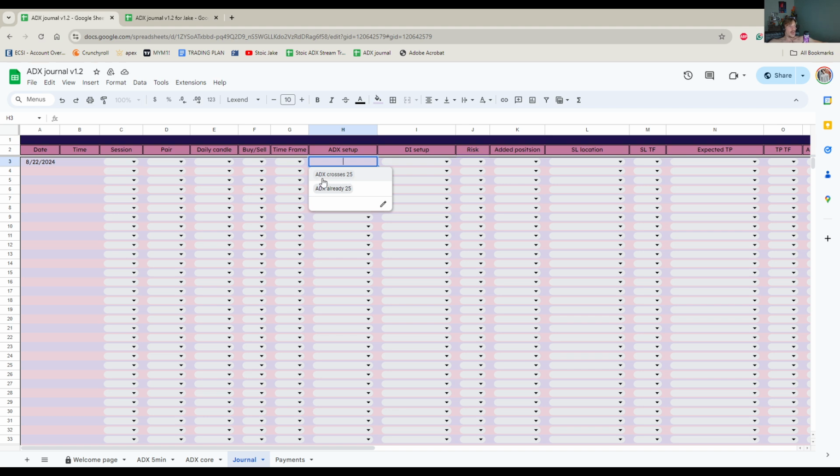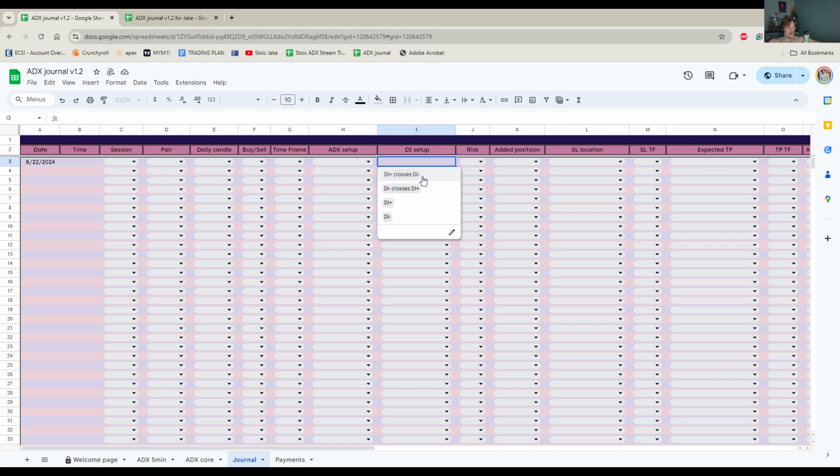ADX setup. ADX crosses 25. This will be the play where ADX is below 25 and it crossed above 25. And then ADX already 25 would be ADX already being above 25, and then it would be DI plus, DI minus crosses. So we have those two different types of setups: ADX already being below 25 and it crosses to 25, and ADX already being above 25.